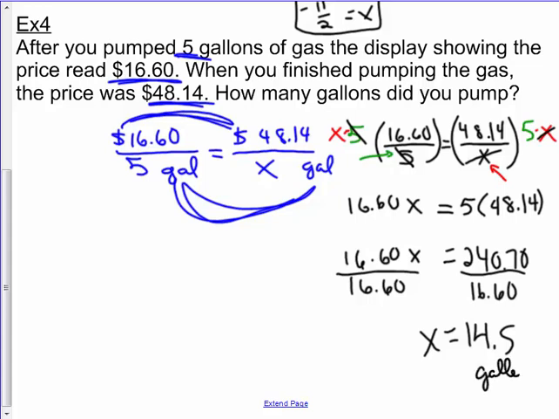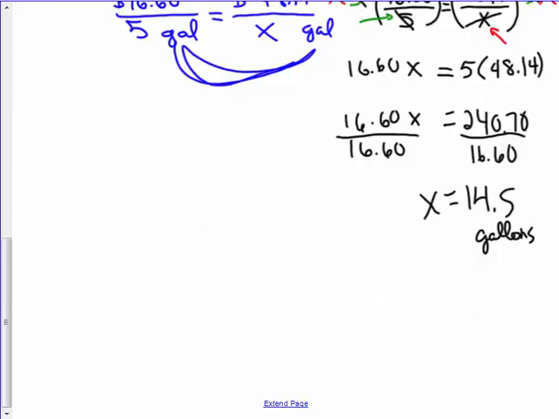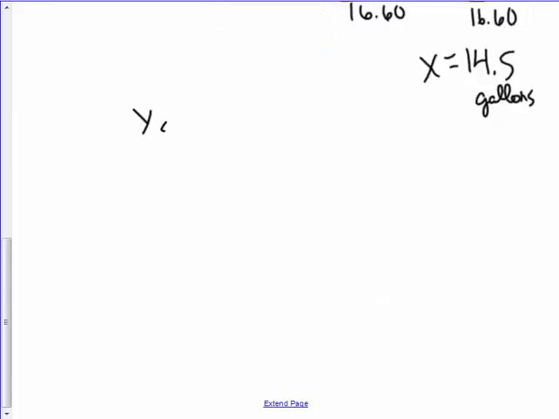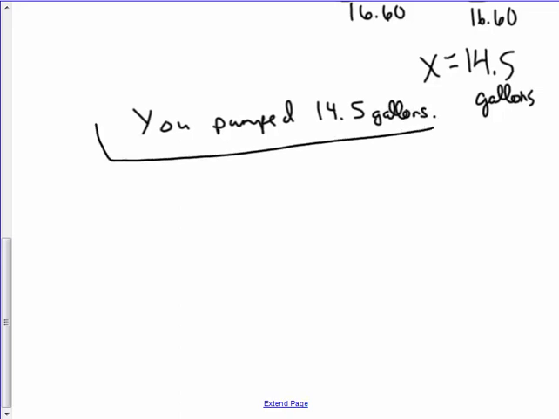Make sure I do label it here. So the sentence I would write would be something along the lines of, how many gallons did you pump? You pumped 14.5 gallons. Again, on a quiz or test, you will be expected to write a sentence explaining your answer.